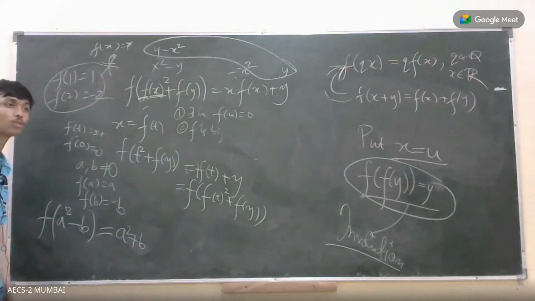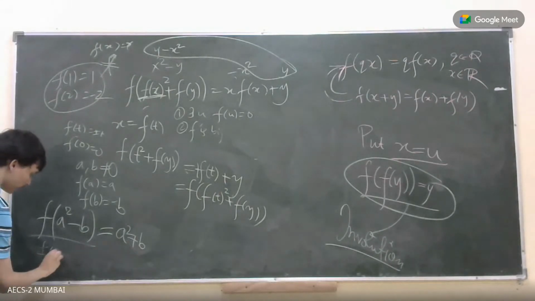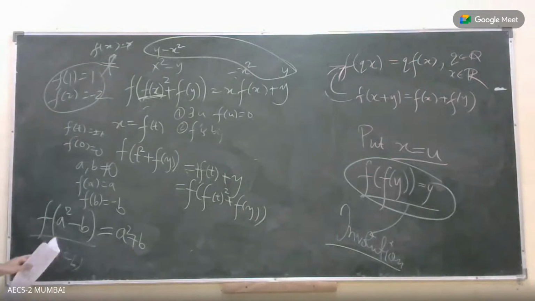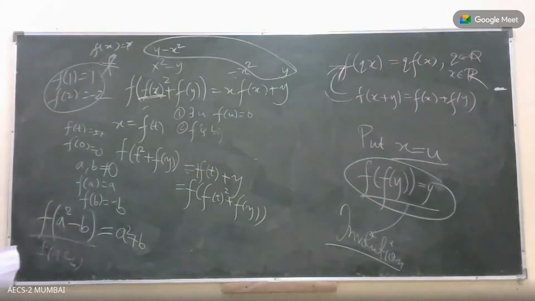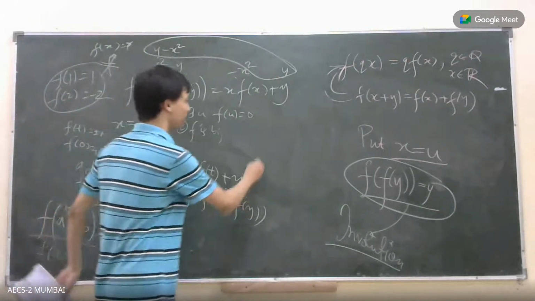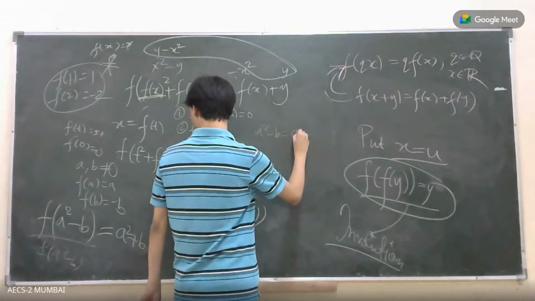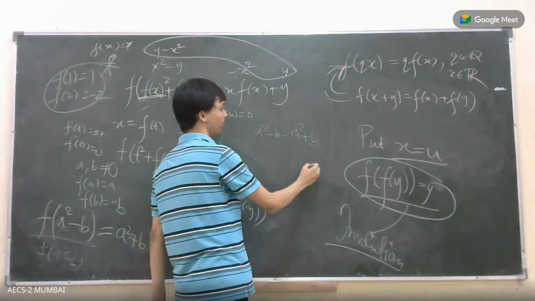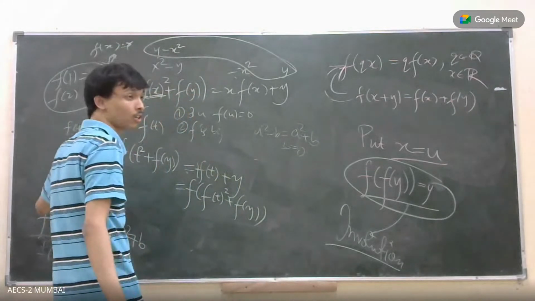So what does this give you? On the other hand, what is f of a square minus b? Plus minus a square minus b, right? It is either a square minus b or minus of a square minus b. So if it is a square minus b, then what do we have? A square minus b equal to a square plus b, which means b equal to 0. Contradiction, since we assumed that a was not 0.